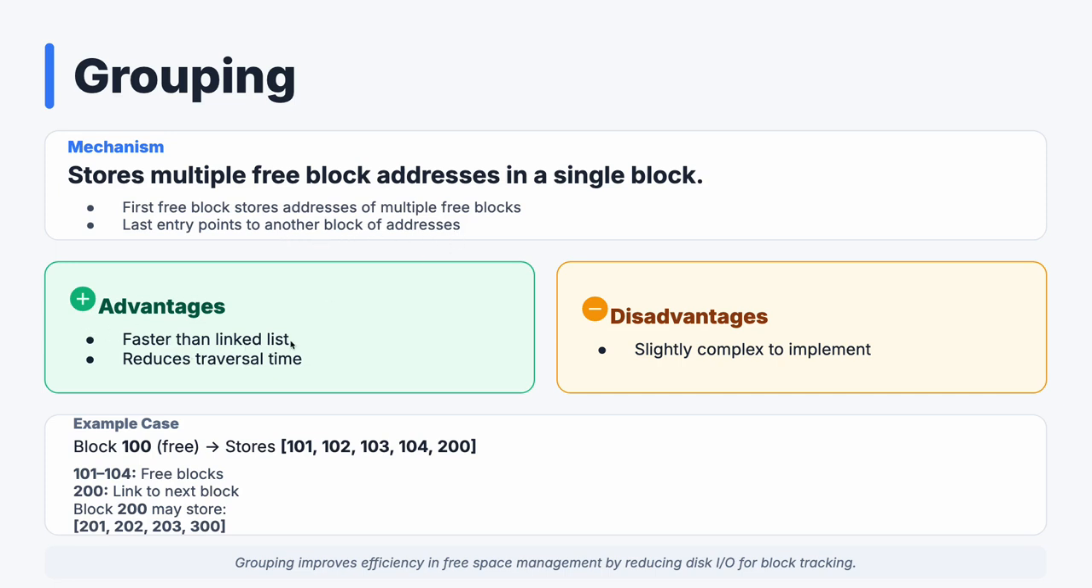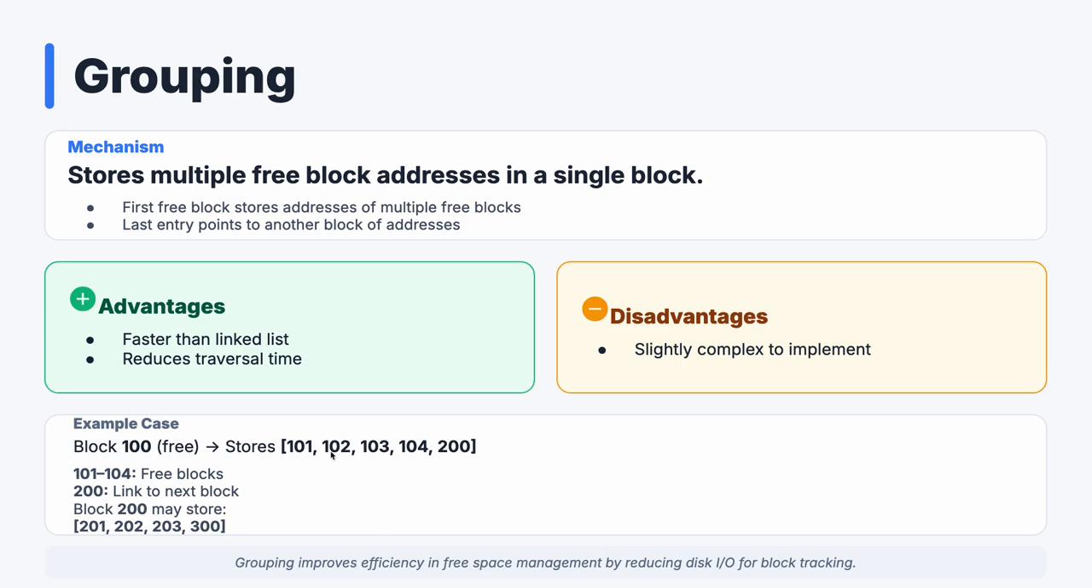The advantage is that it is faster than a linked list, and traversal time is improved because we have block-wise grouping. The disadvantage is that it is slightly complex to implement. So grouping improves the efficiency in free space management.